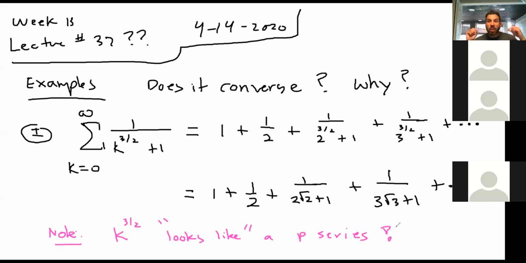Okay, so again, it looks like a P-series. I didn't say it was, but it looks like it. That K raised to a power suggests to me that I might want to try comparison with a P-series. Why does it tell me that? Because I have experience. It might not say that to you. You might just look at that and see hieroglyphics, a jumble of symbols, and that's cool.